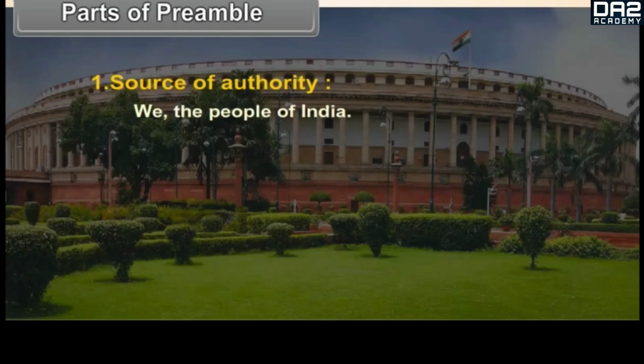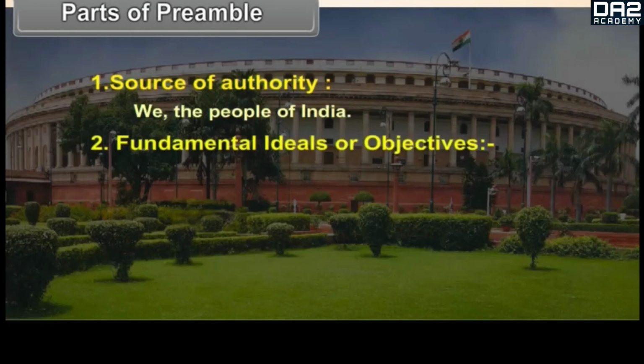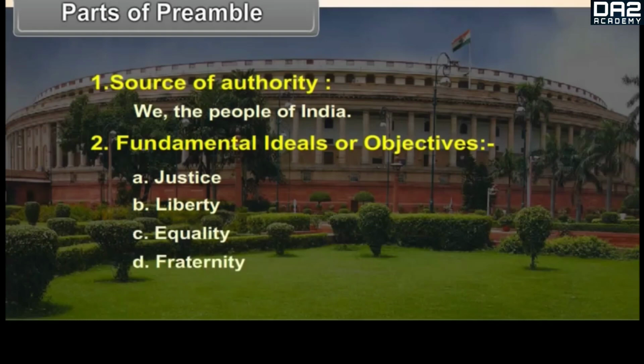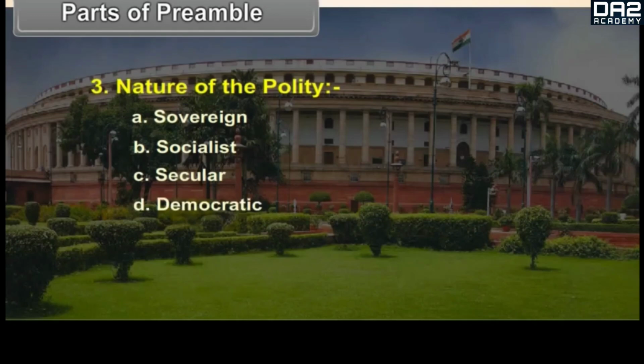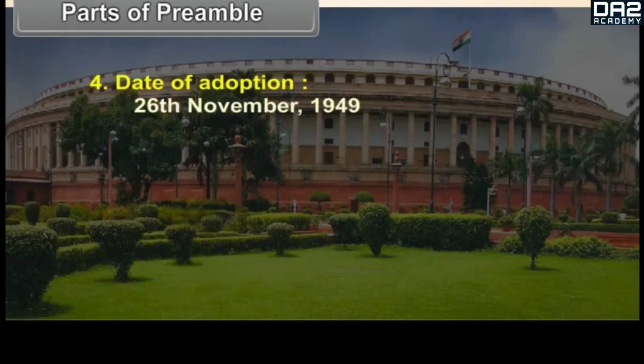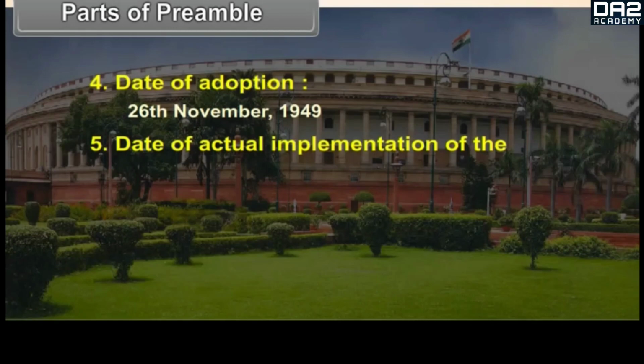Parts of the preamble. First, source of authority: We the people of India. Second, fundamental ideals or objectives: A. Justice, B. Liberty, C. Equality, D. Fraternity, E. Unity and integrity of the nation. Third, nature of the polity: A. Sovereign, B. Socialist, C. Secular, D. Democratic, E. Republic. Fourth, date of adoption: 26th November 1949. Fifth, date of actual implementation of the Constitution: 26th January 1950.